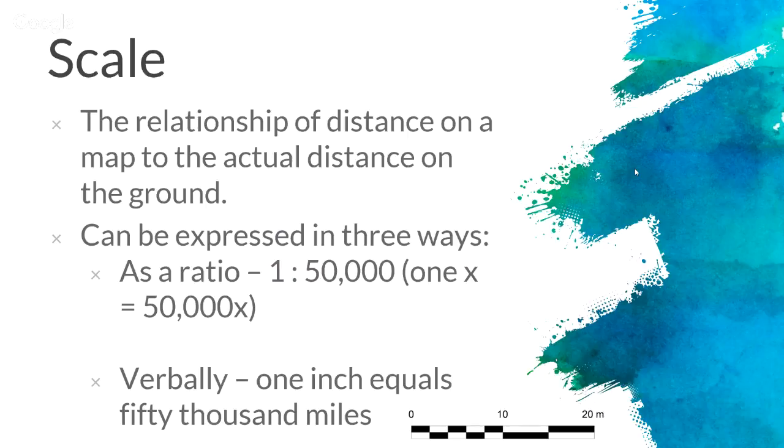The whole thing with scale is that it's unitless, right? So I can say 1 inch equals 50,000 inches on the ground, or 1 centimeter equals 50,000 centimeters on the ground, or 1 coffee cup on this map equals 50,000 coffee cups on the real Earth. So scale is unitless.